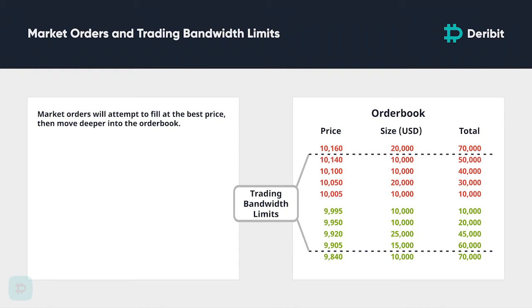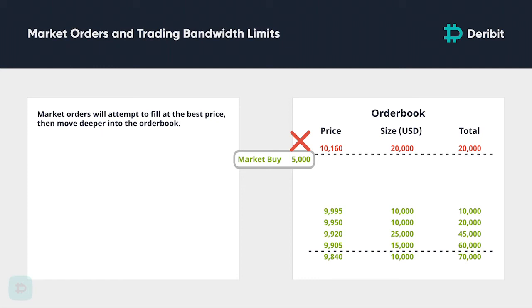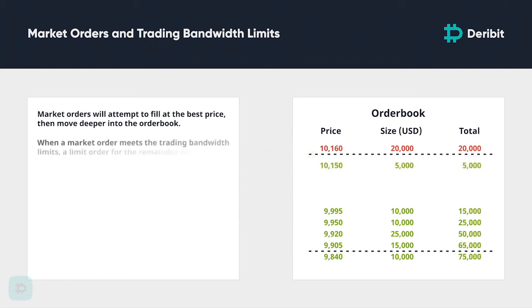The market order is saying, I need to fill and I will take any price. And the bandwidth limit is saying, you cannot execute at this price, it's outside the allowable range. When this happens, a limit order for the remaining quantity will be placed into the order book at the bandwidth limits, waiting to be filled. This way, it still obeys the bandwidth limit rules, but also gives the trader's full order a chance to fill, on a price throwback for example.